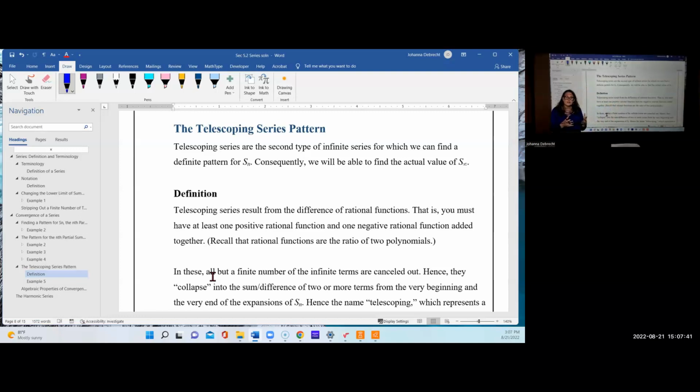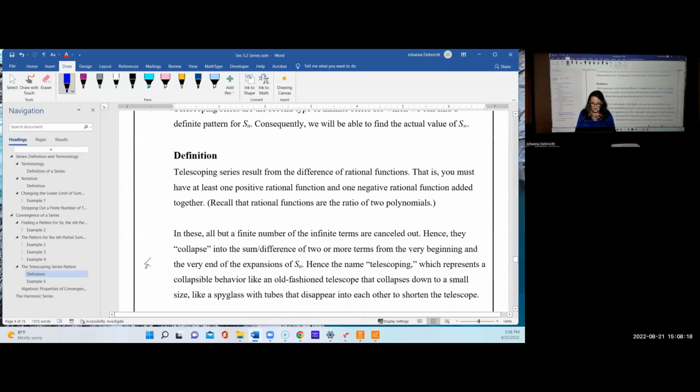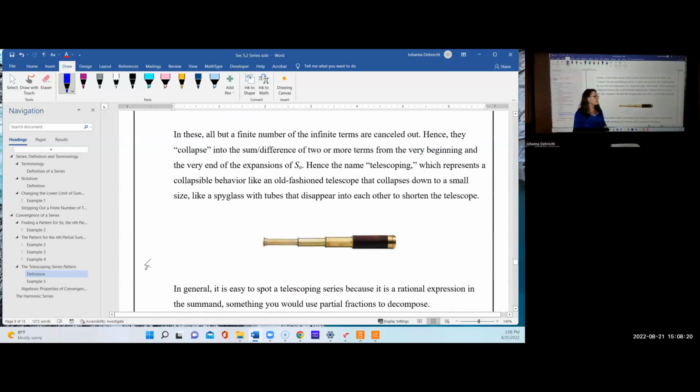Now, remember, a rational function is the ratio of two polynomials. So the coefficients are real numbers. Pi is fine, square root of 5 is fine, but the square root of -2 is not fine. That's not real. And the powers on the variable have to be whole numbers: 0, meaning you could have a constant, or 1, 2, 3, 4, 5. They've got to be whole numbers. So no variables in the denominator. We take the ratio of two such expressions, and that gives us a rational function. Now, what happens in our representation of S sub n is that all but a finite number of the infinite number of terms cancel out.